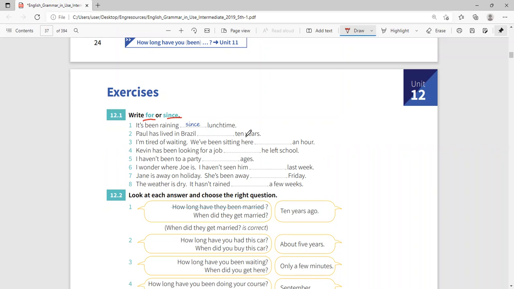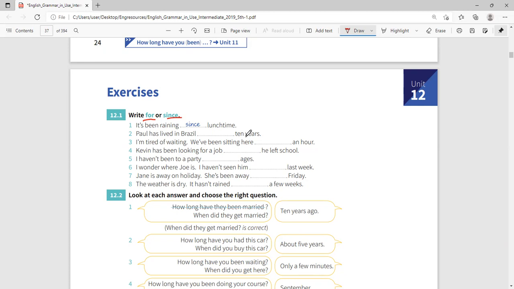Sagal, 6. I wonder where he is. I haven't seen him since last week. Yeah, since last week, meaning last week was the last time. Shamsa. Johnny is away on a holiday. She has been away since Friday. Yeah, since Friday.